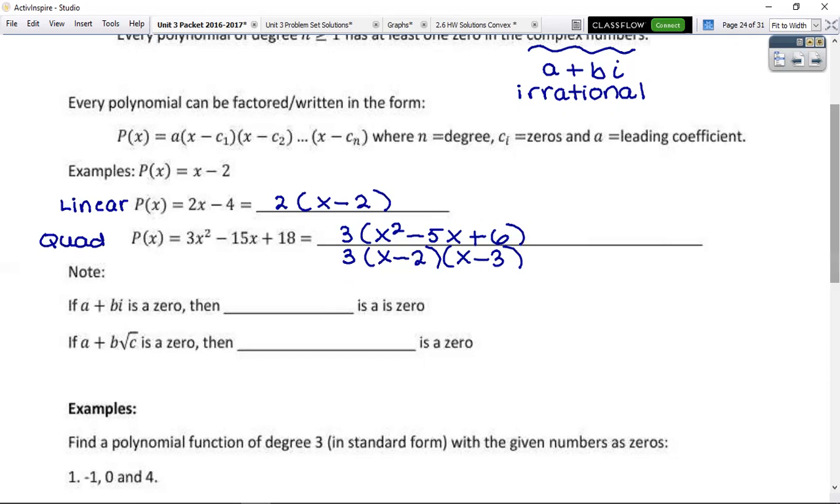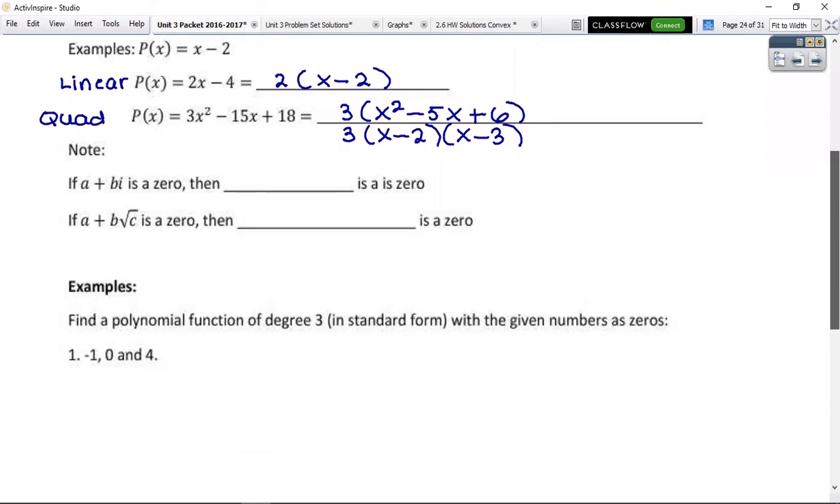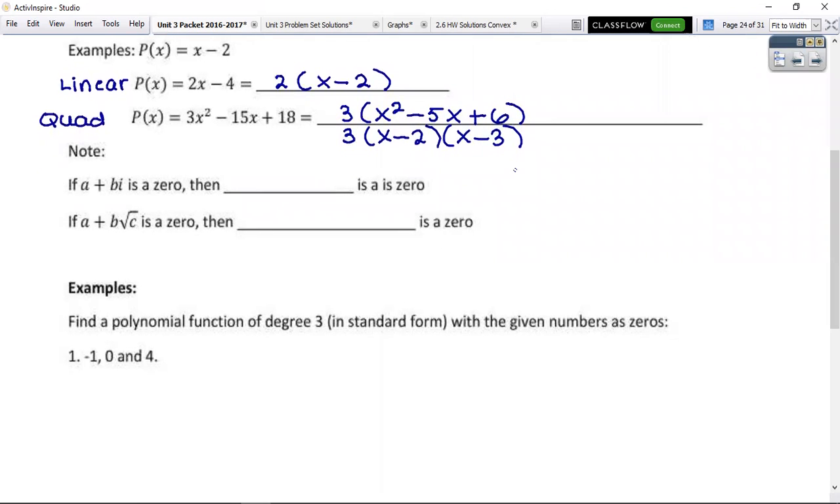So now we're going to see roots that are complex and irrational instead. So if you have a plus bi is a 0, then automatically what's going to happen is that a minus bi will also be a 0. So these always come in pairs.